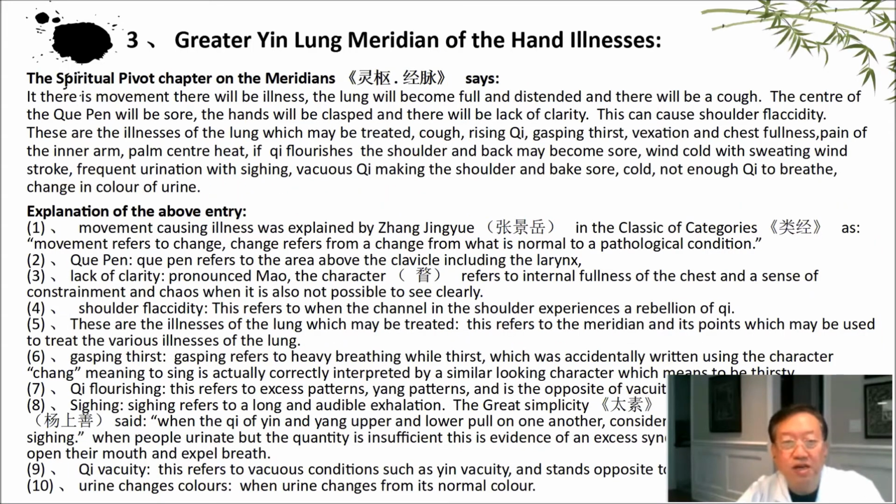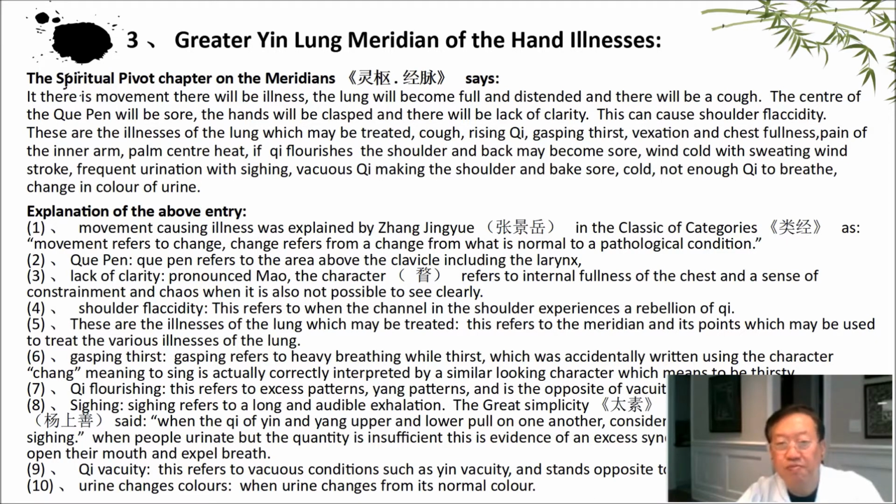3. Greater yin lung meridian of the hand illnesses. The Spiritual Pivot chapter on the meridians says, if there is movement, there will be illness. The lung will become full and distended, and there will be a cough. The center of the chui pen will become sore. The hands will be clasped, and there will be a lack of clarity. This causes shoulder flaccidity. These are the illnesses of the lung which may be treated.